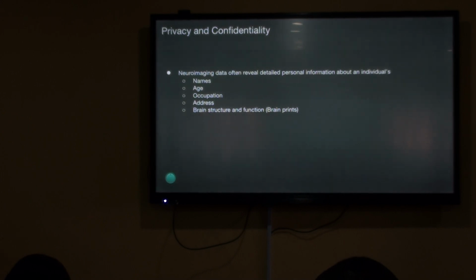Oftentimes, are these included in your data? What are these called? Who can tell me what these are called in the scheme of things in terms of data sets?